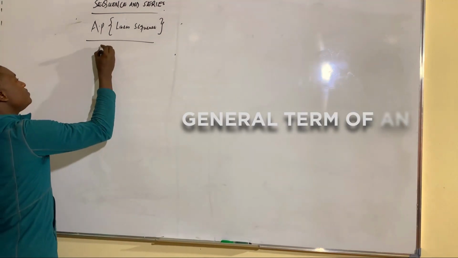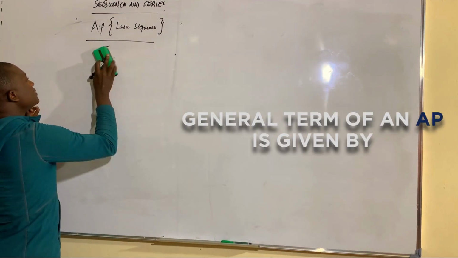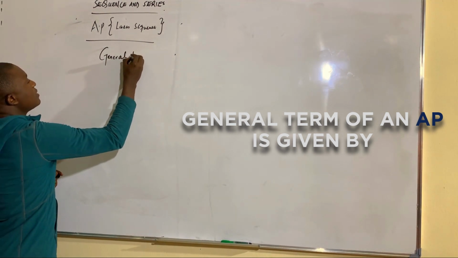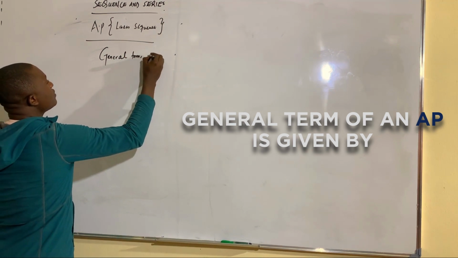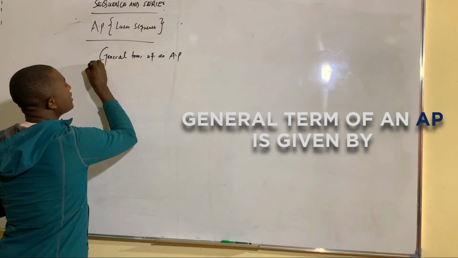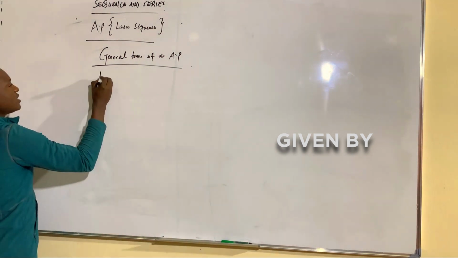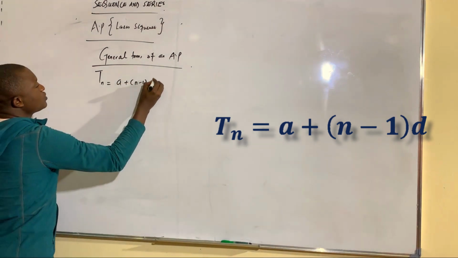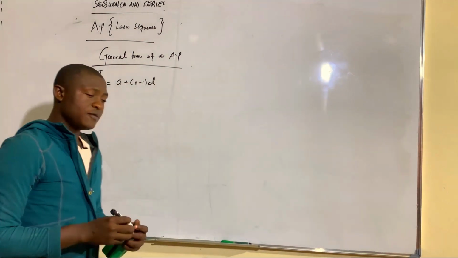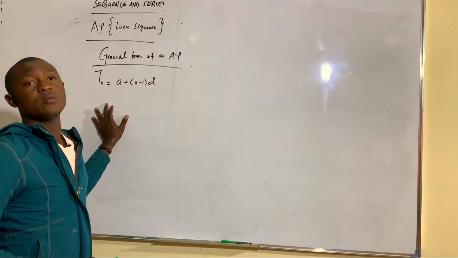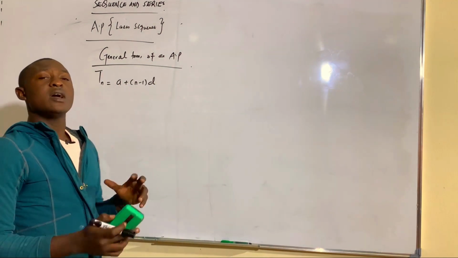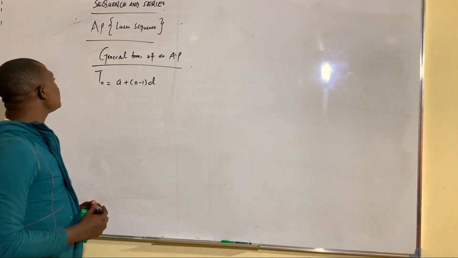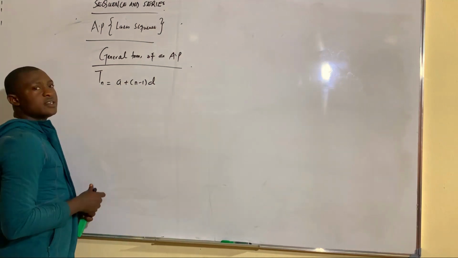So the general term of an AP is always given as this. I will explain each of them. Tn is equal to a plus (n minus 1)d. Please, if you check our materials, you will see how we derive this formula. To save our time and make it easier, that's how we base our argument on this. So let's explain what each letter here represents.